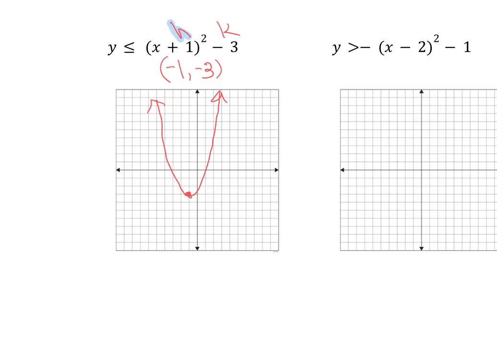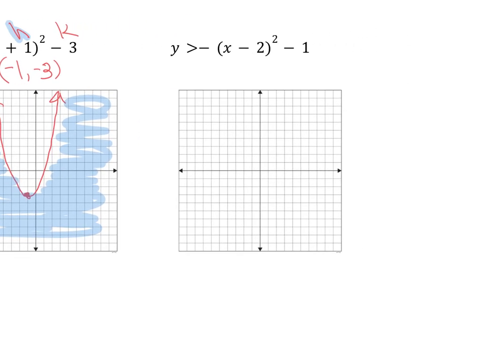And we just have to decide, are we going to shade on the inside or the outside? Less than or equal to is going to be on the outside. That is below, if you think about where that vertex is, that is below the vertex and everything on the outside. We could also test the ordered pair 0, 0. If we tested 0, 0, we would have 0 is less than or equal to 0 minus 1, which is -1. -1 squared is 1. 1 minus 3 is -2. And 0 is not less than or equal to -2. So we would shade on the outside.